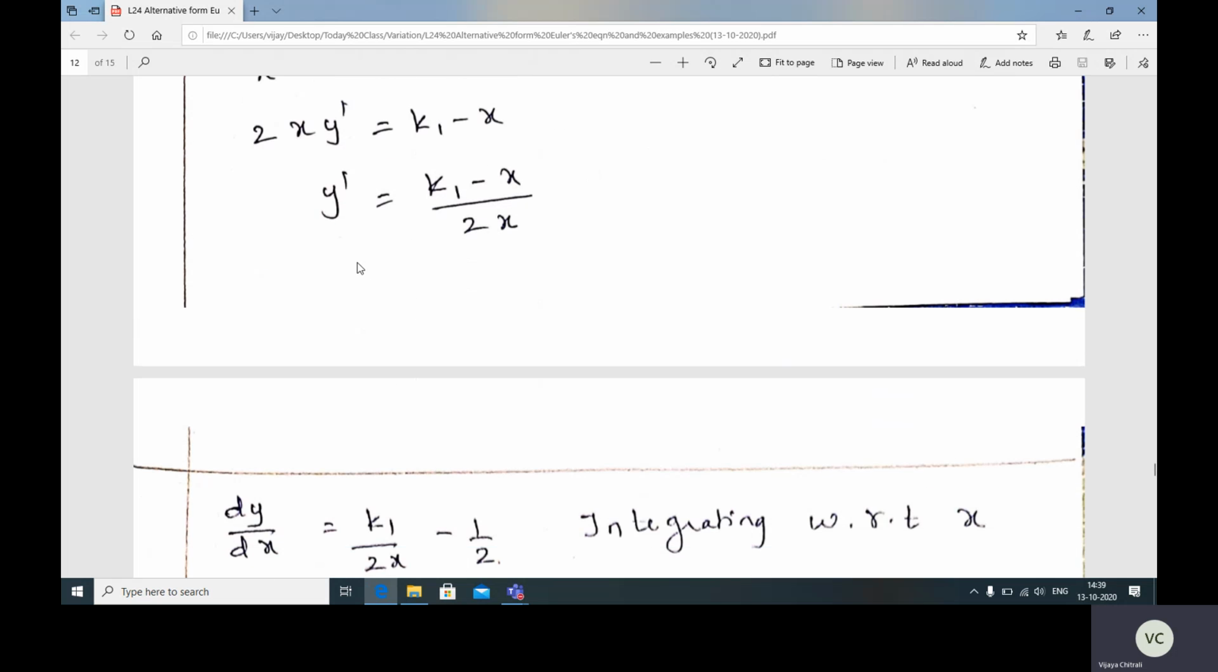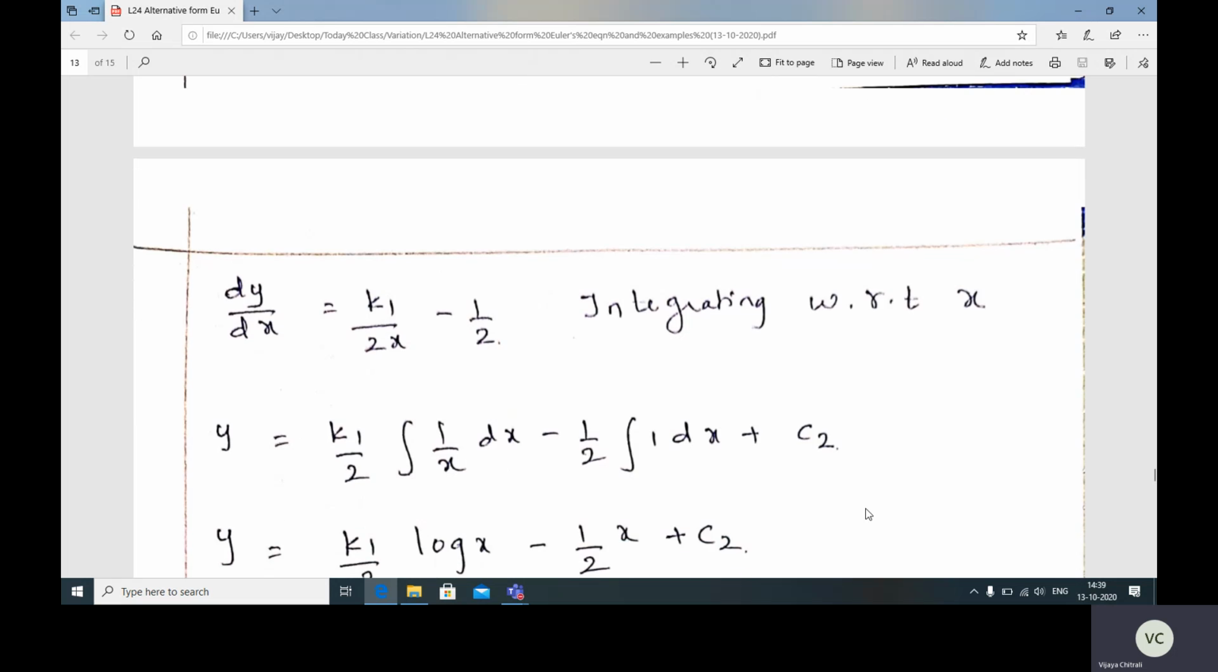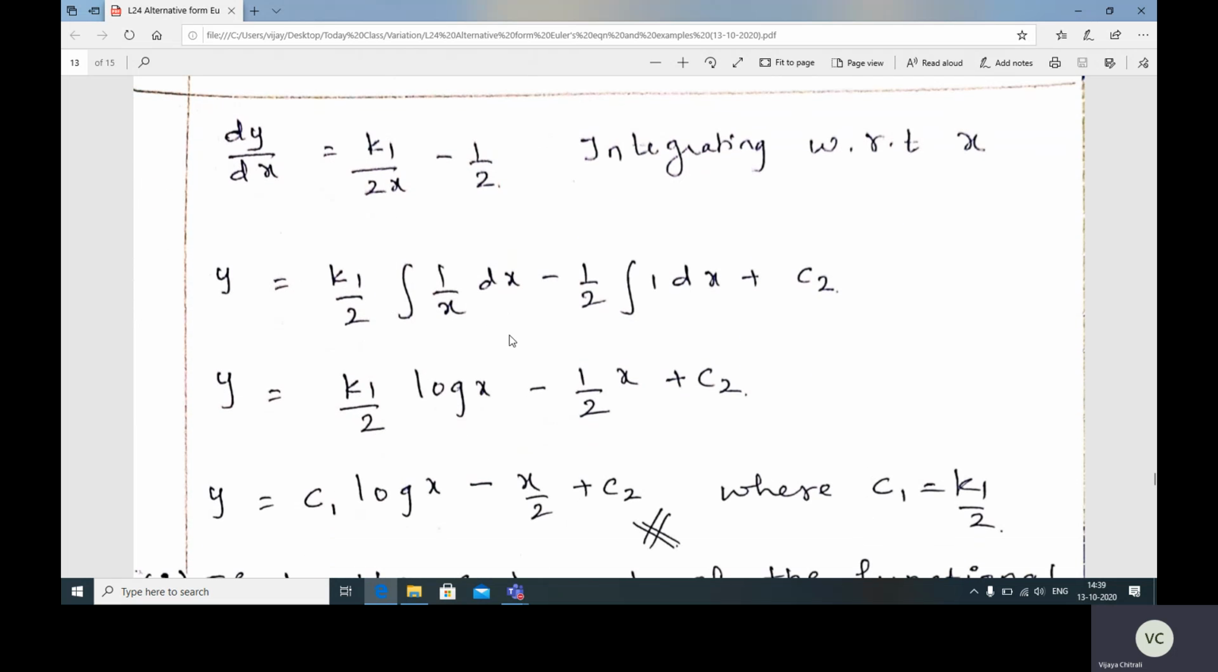So first you simplify this before integration. So dy by dx, y dash means k1 by 2x minus x divided by 2x. X gets cancelled, 1 by 2. So now you integrate. Integration of dy by dx is y. This is equal to k1 by 2 constant outside, integration of 1 by x dx minus 1 by 2 into 1 dx plus add constant c2. So k1 by 2 as it is, integration of 1 by x dx is log x, minus 1 by 2 as it is, integration of 1 dx is x, plus c2.